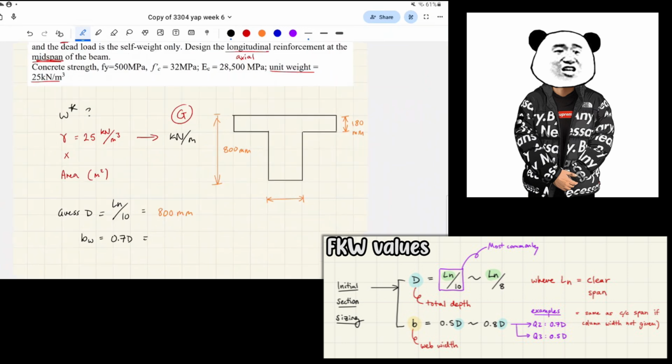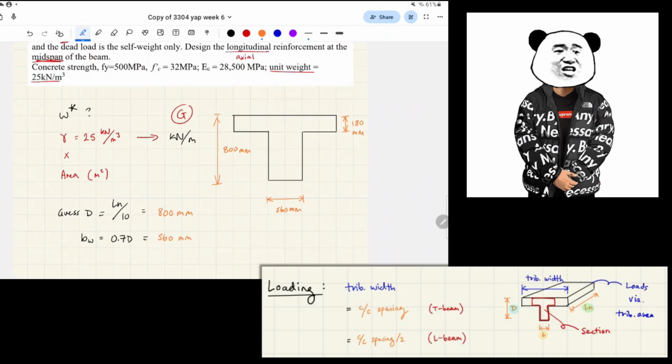560, is it? Yep. So we've effectively figured out what this area will be once we multiply everything together, right? Yeah. Do we do loading? So tributary one? Here we're not actually designing the flange width right now. We're designing the tributary width to determine the loading, right?